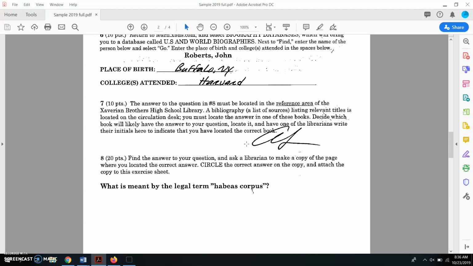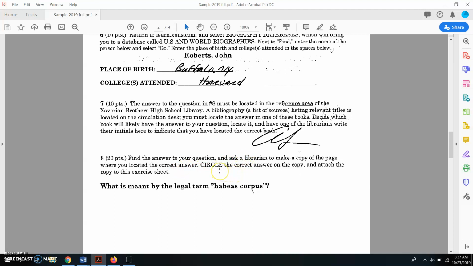So now let's assume you have West's Encyclopedia of American Law, and you look up habeas corpus. You would look in the volume that includes words that begin with H, because it's a multi-volume set. You would find habeas corpus, and here you're asked to make a copy of the page where you located the correct answer. How do you make that copy? You ask a librarian, and we use our copy machine.